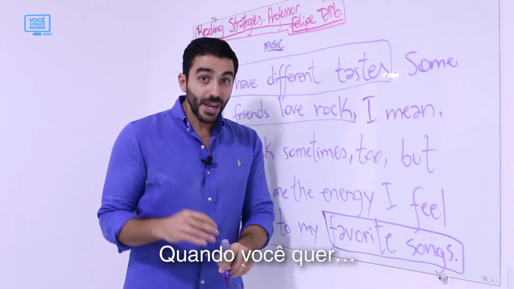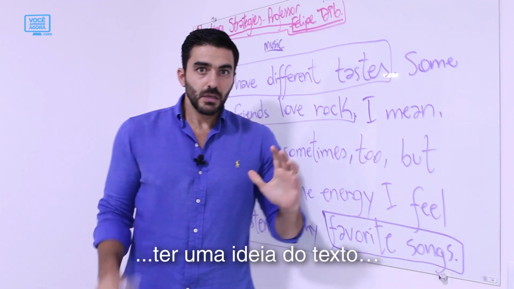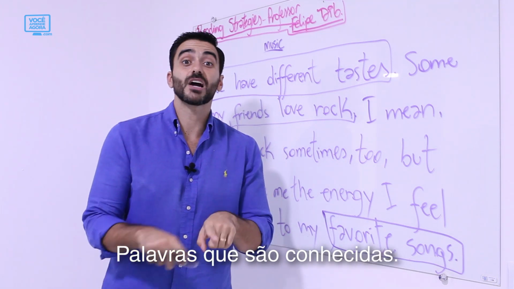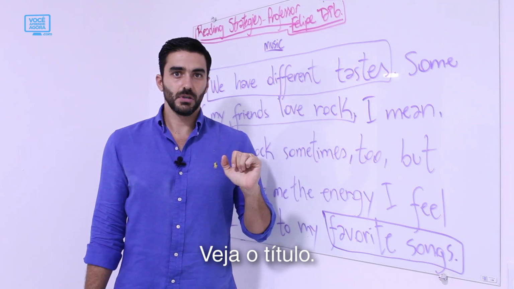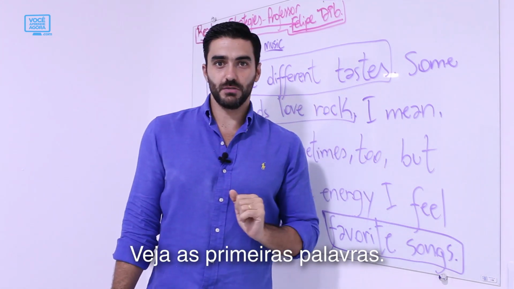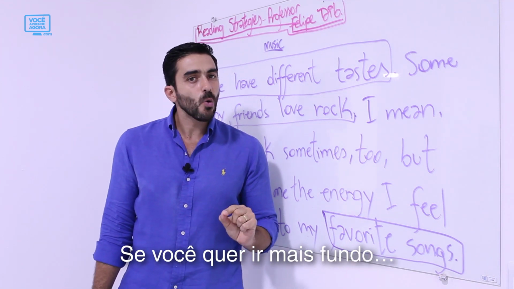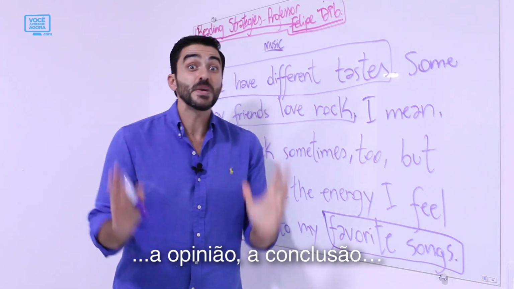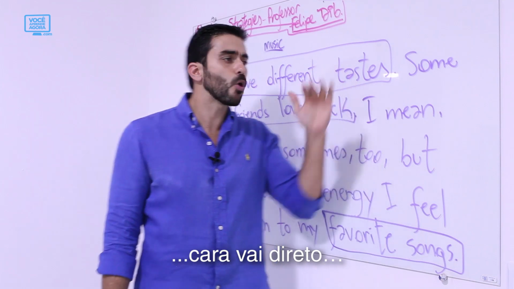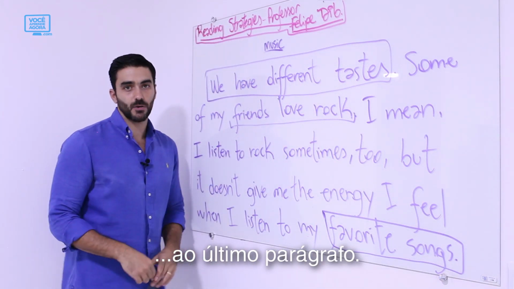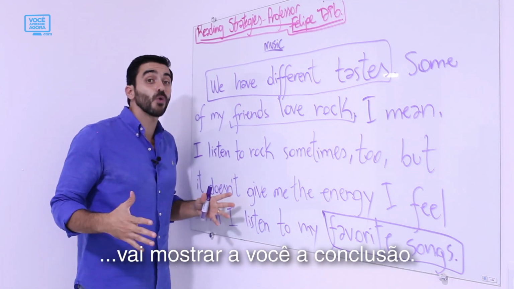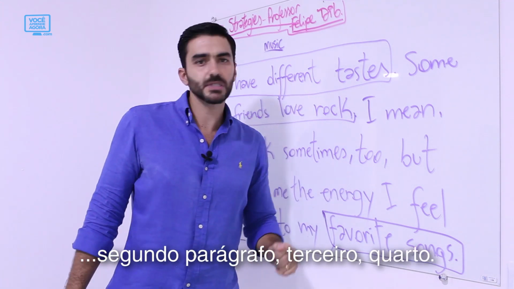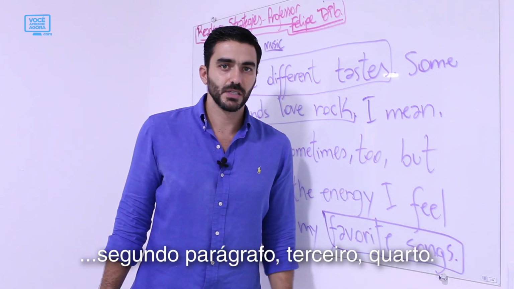So remember, when you want to have an idea of the text, check the cognates, words that are similar. Check the title. Check the first words. If you want to go deeper, if you want to see the opinion of the person, if you want to see the conclusion, go straight ahead to the last paragraph. The last paragraph will show you the conclusion. If you need to get more details, second paragraph, third paragraph, fourth paragraph. Okay?